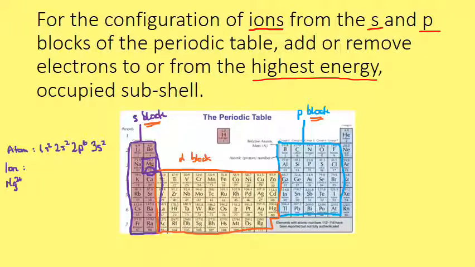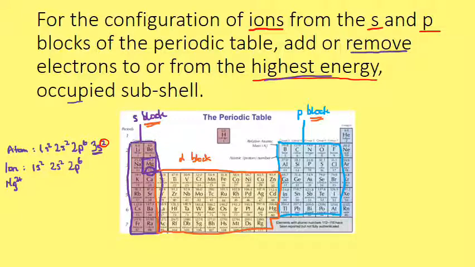So we need to remove, for magnesium, electrons from the highest energy subshell that is occupied, which is this 3s subshell. So we're going to remove those electrons. We keep our 1s2, 2s2 and 2p6, and these are the two electrons that we lose. They have gone and they're not there. So that is our electron configuration of an Mg2+ ion: 1s2, 2s2, 2p6.